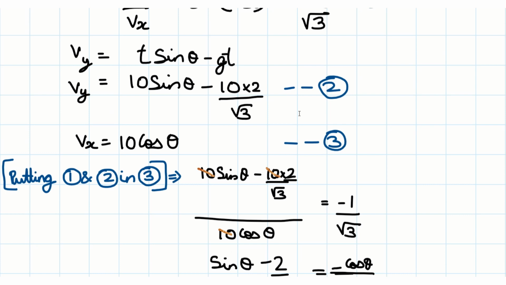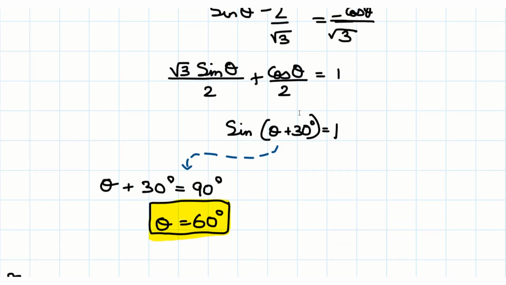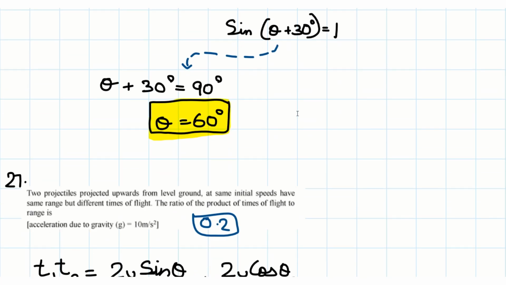When we put these two values in the initial formula, we get (10 sin theta minus 20 by root 3) whole divided by 10 cos theta equal to minus 1 by root 3. And when we simplify that, we get sin(theta plus 30 degrees) equal to 1, or theta equal to 60 degrees. Now let's move on to the next question.